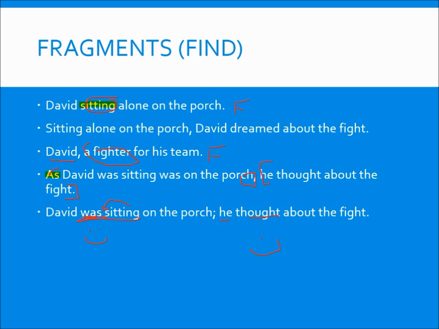So let's review. The only fragments were the first one, David sitting alone on the porch. That is a beware of the ing. We also have the third sentence here, David, a fighter for his team. There's no predicate here. We have no action. We just know David, he's a fighter for his team. That's all we know. So how did you do with these? Did you do okay?